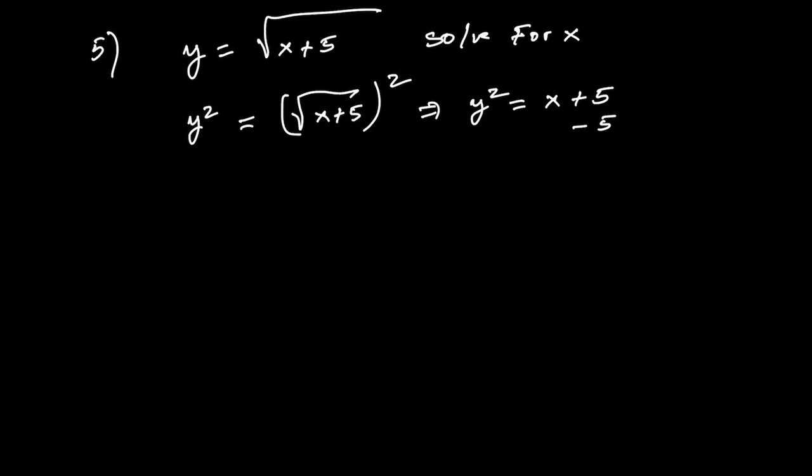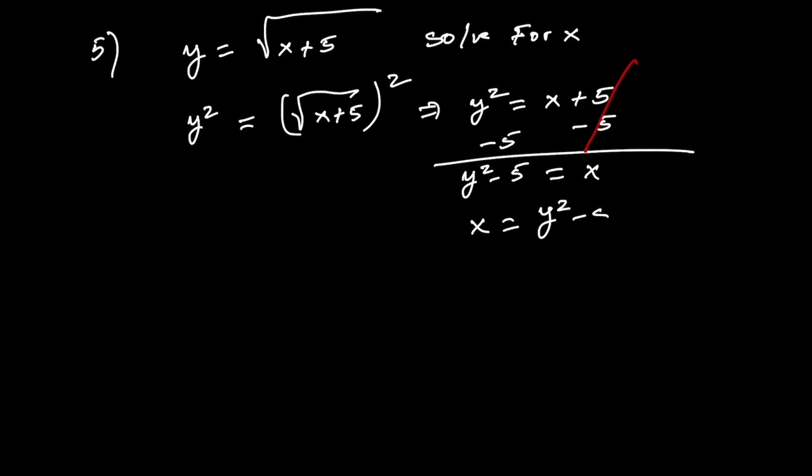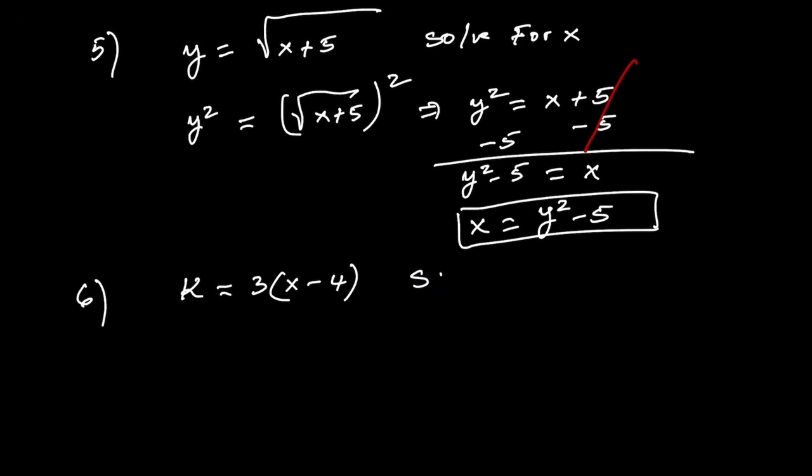Subtract 5 from both sides. We get y squared minus 5 equals x plus 5 minus 5. The 5's cancel on the right. The answer is x equals y squared minus 5. The square root is gone.